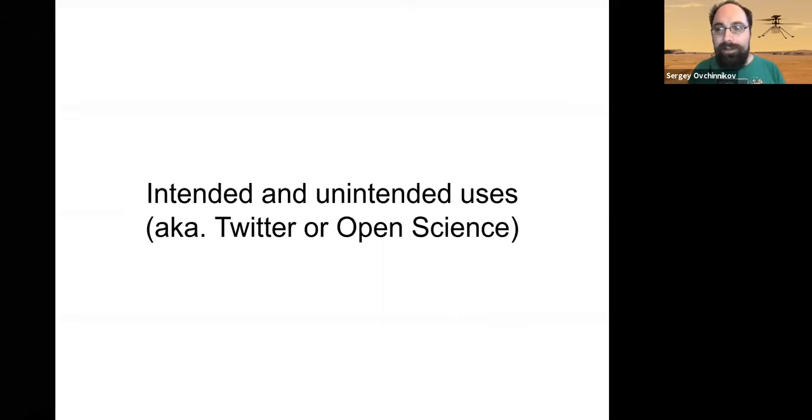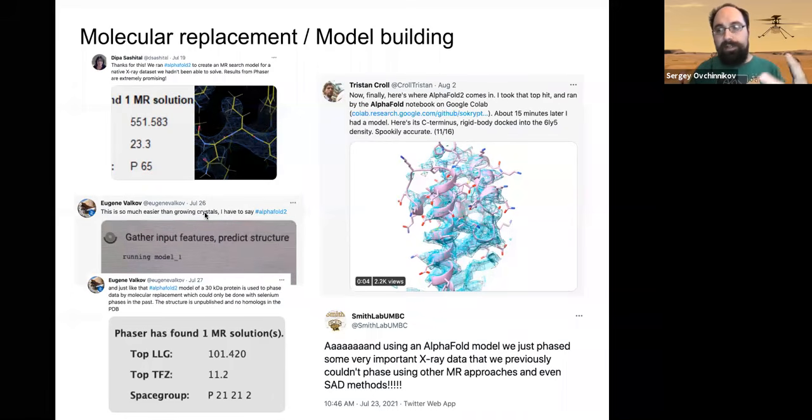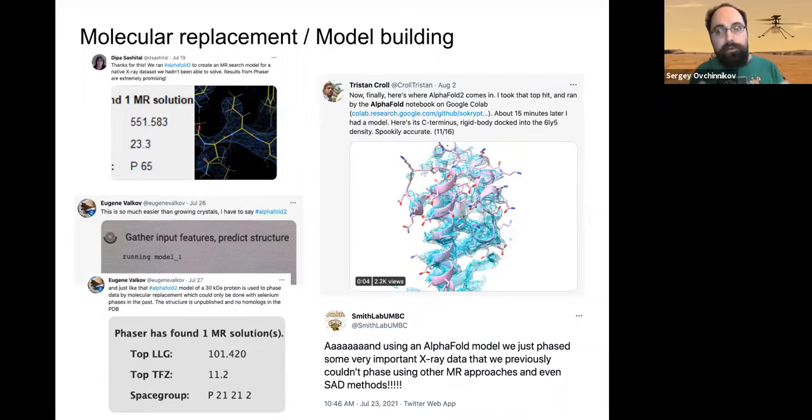Just to give you a few examples, there's been people that built models and were able to solve structures that they were previously not able to solve. So they had some X-ray density and they were not able to do molecular replacement, and people were like, I just ran this and I was able to get a solution. Somebody said this is much easier than growing crystals. Also, people have been using these models to fit into cryo-EM density. So this is more what I would consider an intended use: you can use these models to start to solve things that were previously unsolved.